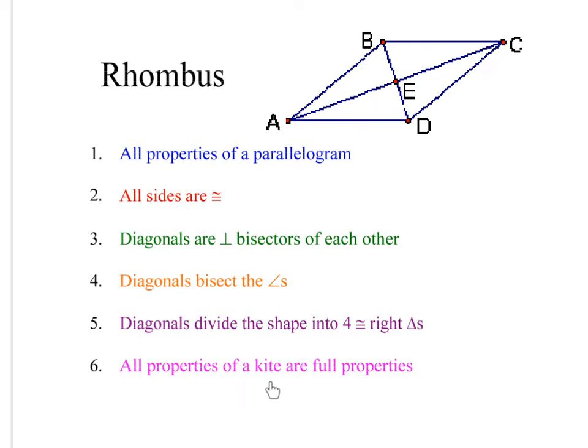And please know, when we talk about kites in the next section, all the properties of kites are what we call half properties. In a rhombus, the properties are full properties.